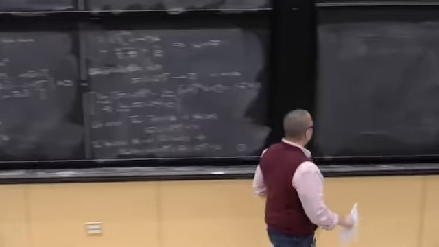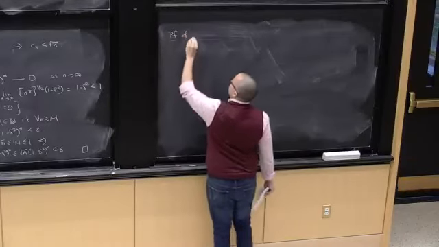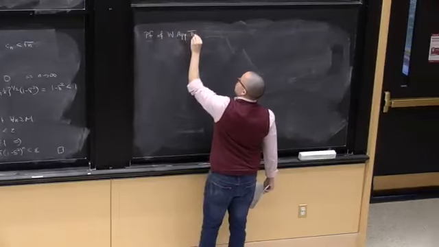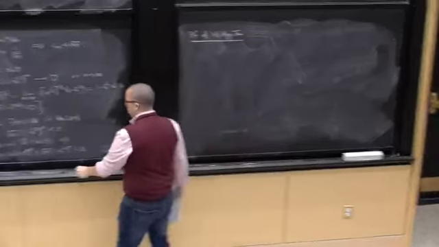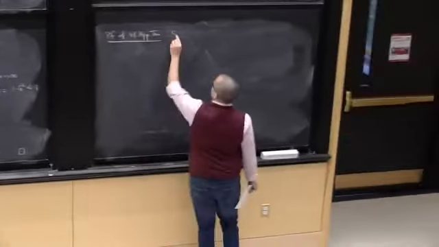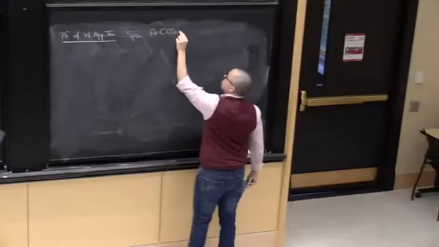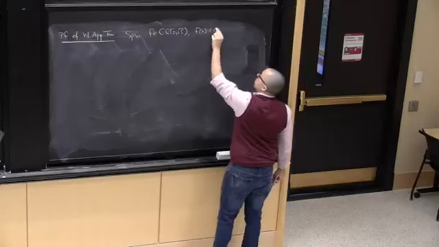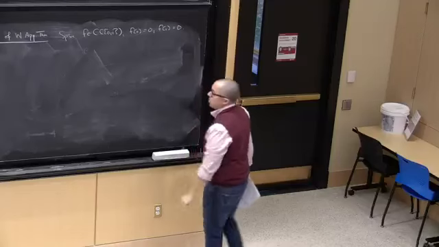Okay, so now we're ready for the proof of the Weierstrass Approximation Theorem. So suppose f is a continuous function on [0, 1], f of 0 equals 0, f of 1 equals 0.